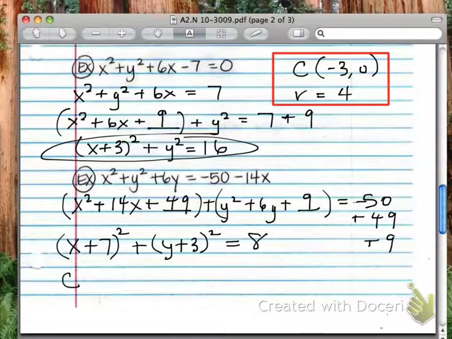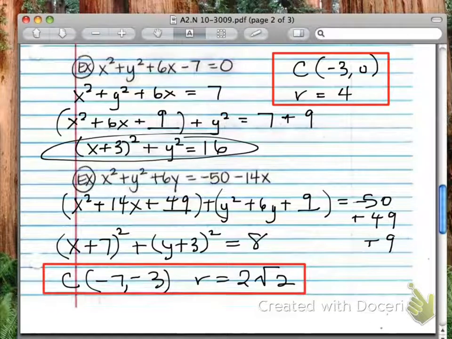So now let's go ahead and answer the question. What's our center? Negative 7, negative 3. And our radius? 2 square roots of 2. Everybody understand the simplifying radicals part? Okay. Really doesn't get much more difficult than that.